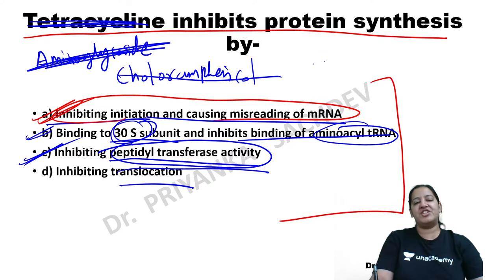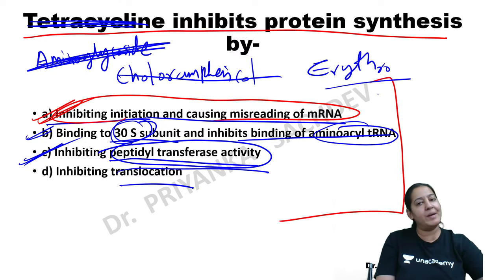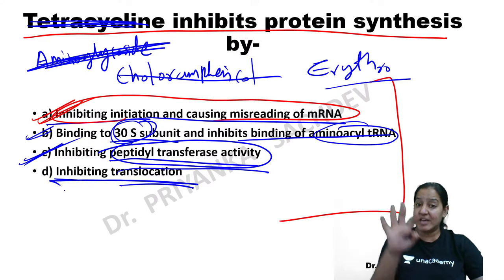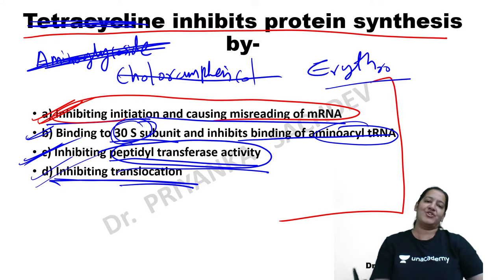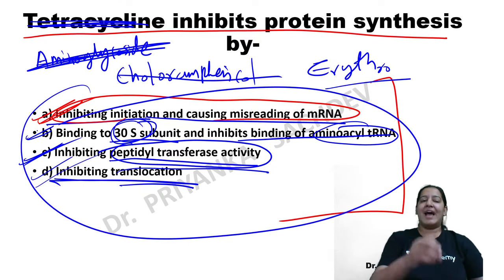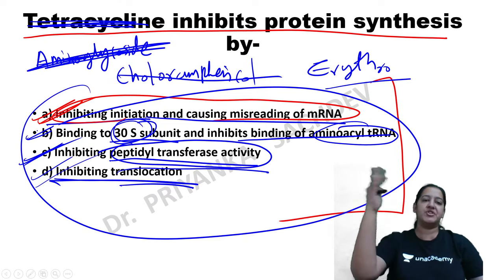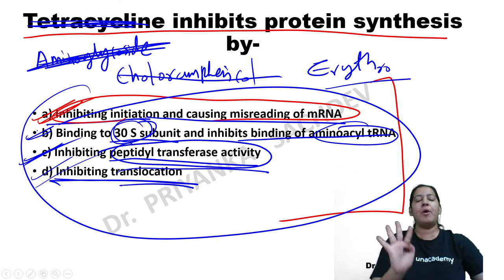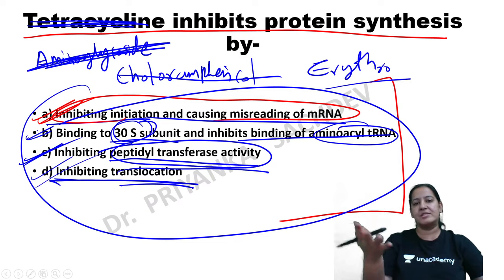And the last one, if I change the question and ask about erythromycin or azithromycin, any of the macrolides, you all know the answer will become D, that is, it inhibits step number 4, the translocation. I guess the concepts are crystal clear to you. You can understand how many questions the examiner can frame on the same question. Same question, same options. We are changing the question, so the answer is different.